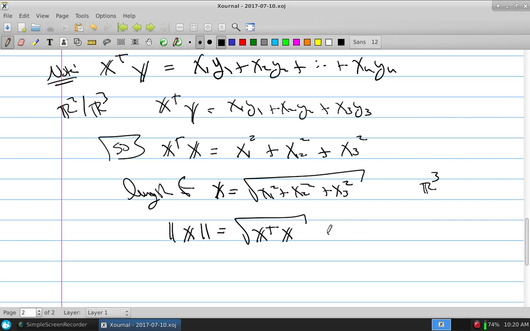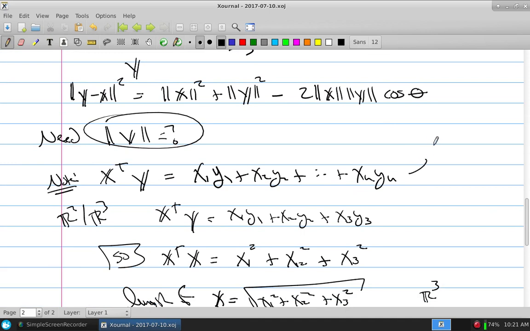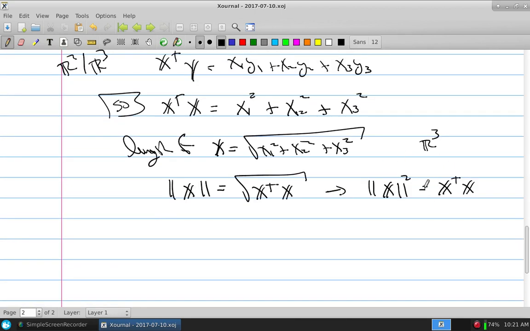But that also says that the square of the length is the inner product with itself. Sorry, scalar product with itself. In terms of words, this particular thing is called the scalar product from previous sections. I need to be careful with my words, because the scalar product is something that I can use to calculate length. So how long is something? Take the scalar product with itself, take the square root of that, that's its magnitude.